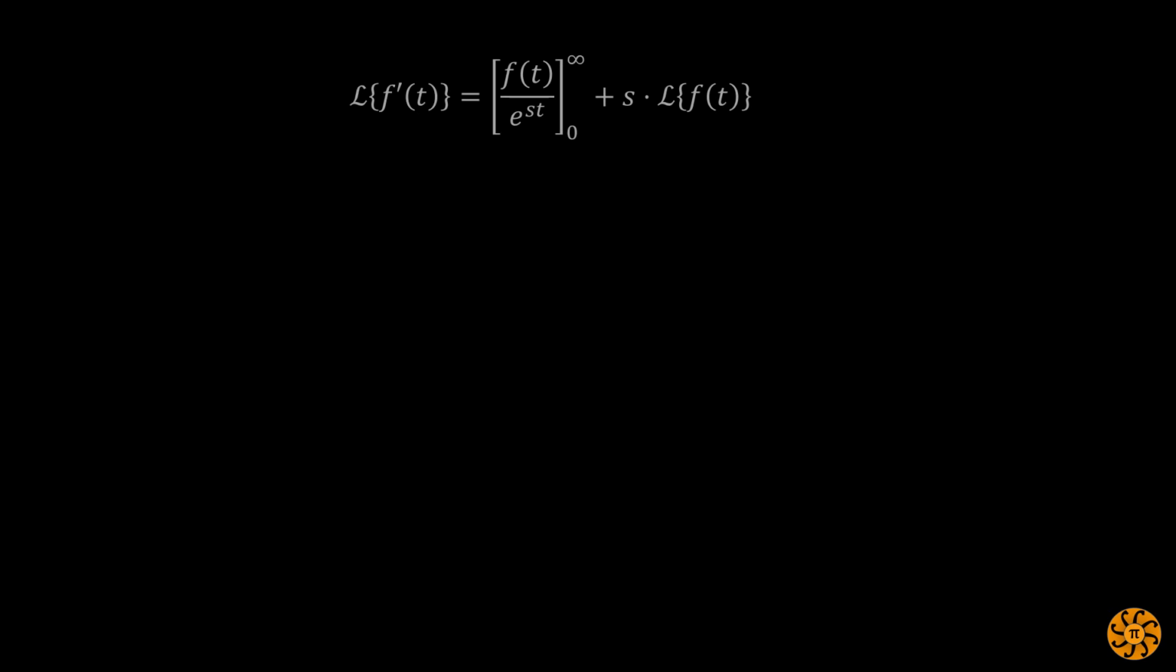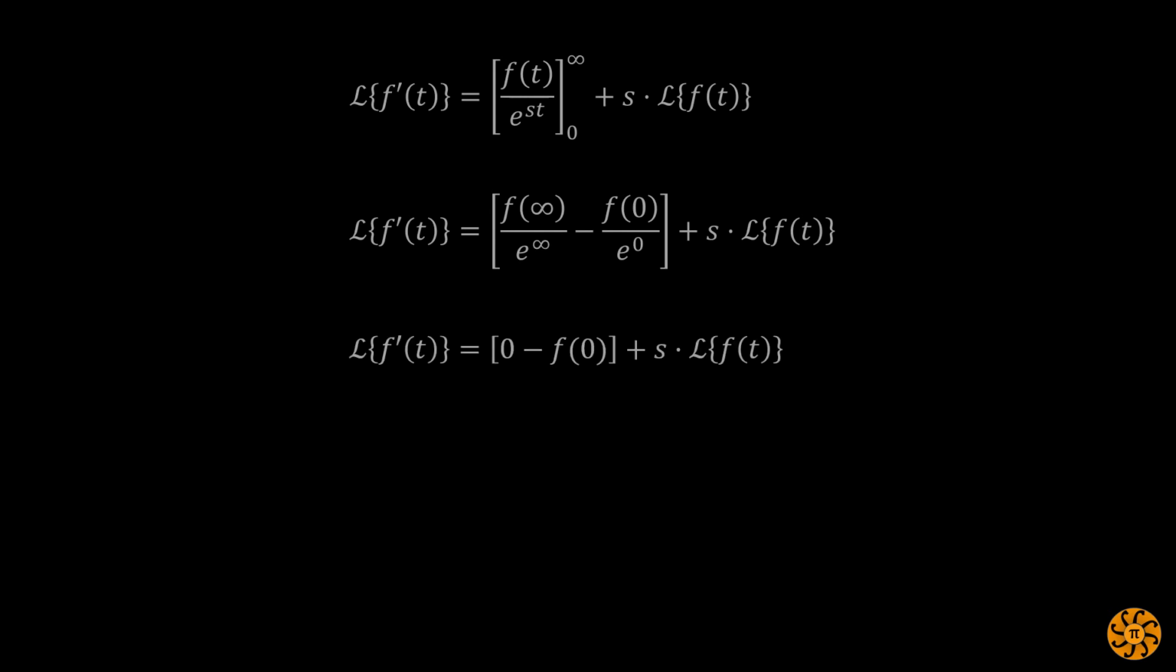We can evaluate at our bounds. E to the infinity is infinity, and dividing by infinity will give us a limit that approaches 0. E to the 0 is 1, so we are left with f of 0. Rearrange and we are left with the Laplace transform of f prime of t.